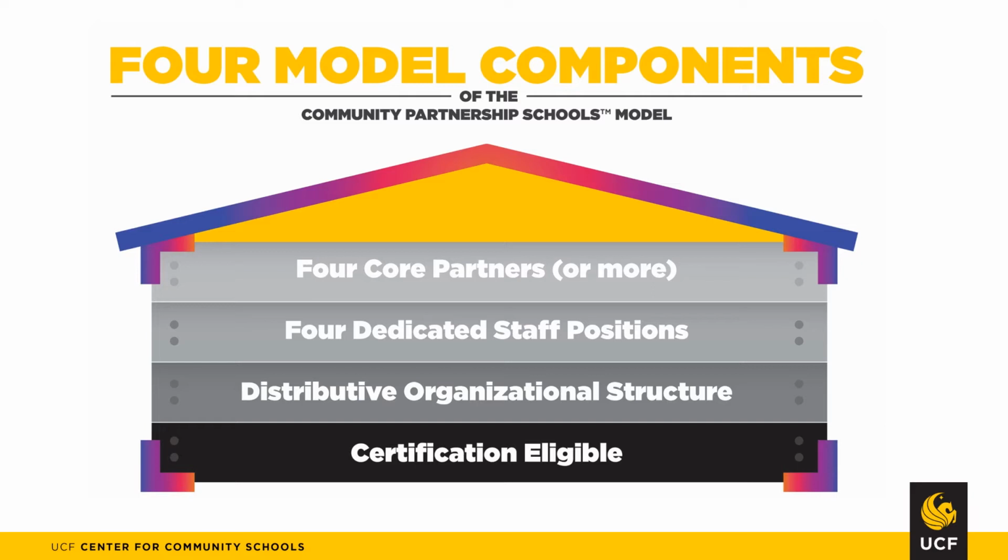There are 4 components of the Community Partnership Schools model. That includes 4 core partners or more, 4 dedicated staff positions, a distributive organizational structure, and all community partnership school sites are eligible for certification.